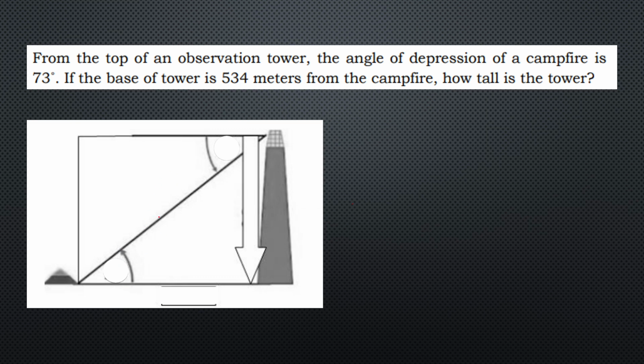Using the concept we used a while ago, we need to place first the 534 meters from the campfire. The base, this part here, is what? How long? It is 534 meters from each other. Okay. Now, what about the 73 degrees? That is the angle of depression. This is 73. Likewise, the one below is also 73 degrees.